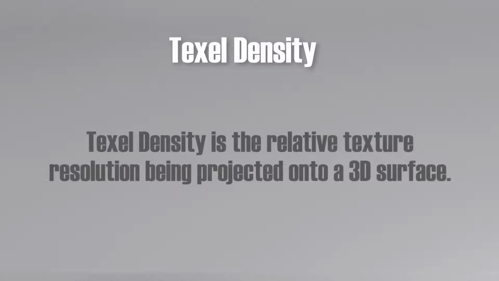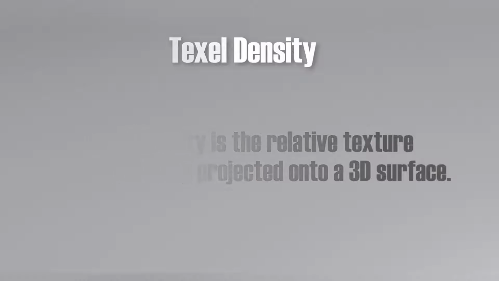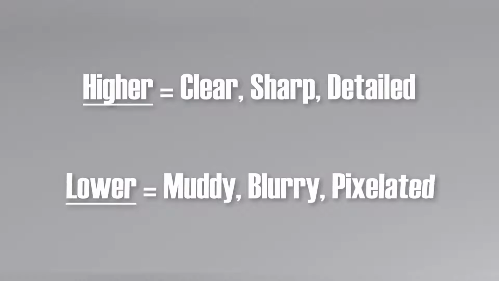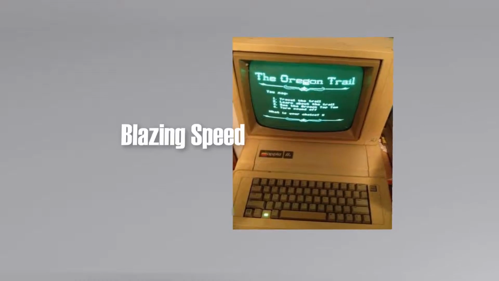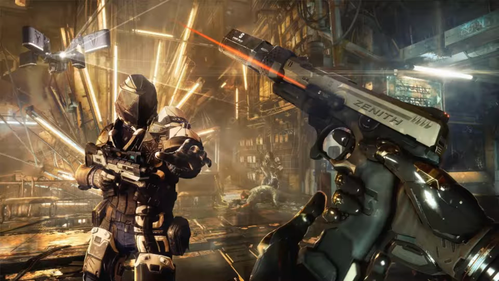Now let's talk about the important concept of texel density. Texel density is the relative texture resolution being projected onto a 3D surface. This means the higher the density, or the more texels in a given area, the clearer and sharper the textures will appear, while lower densities lead to muddier, blurrier, and more pixelated textures. Obviously, in a perfect world, we'd always want our textures to look clear and sharp, so higher texel densities for the win. But when it comes to current technology and real-time rendering, it's just not possible or practical to always keep our texel density extremely high.